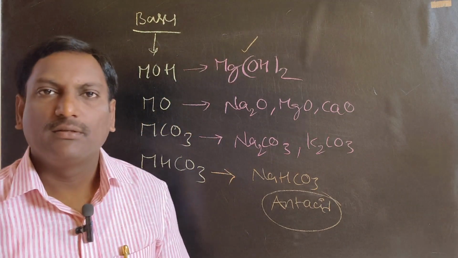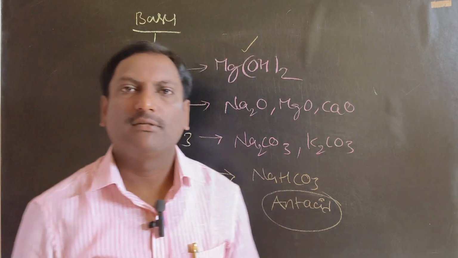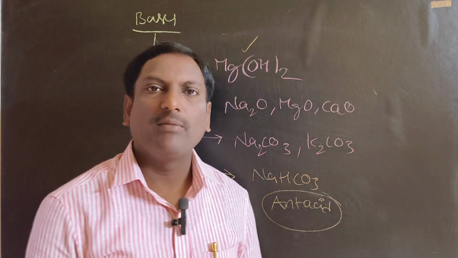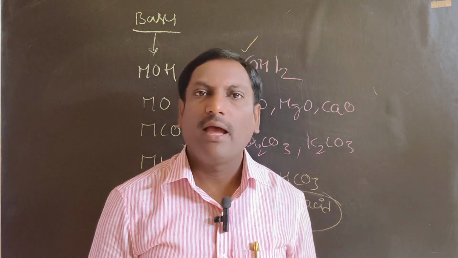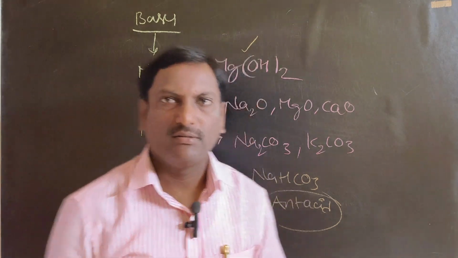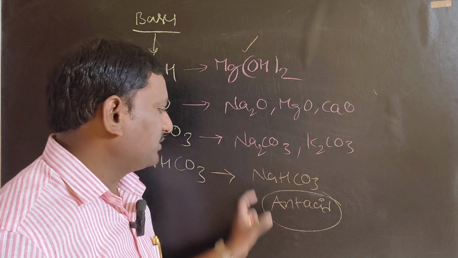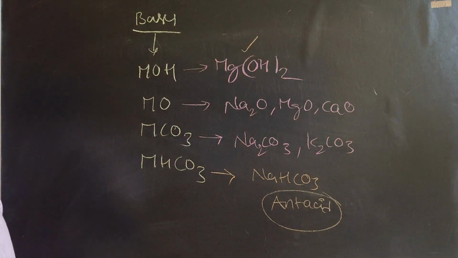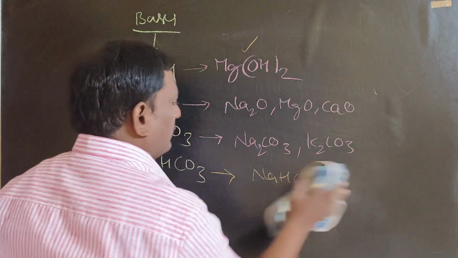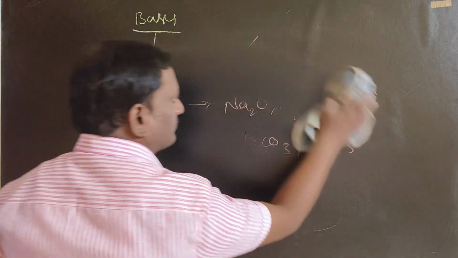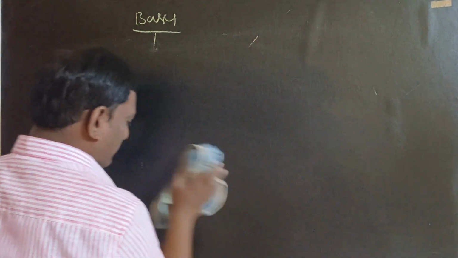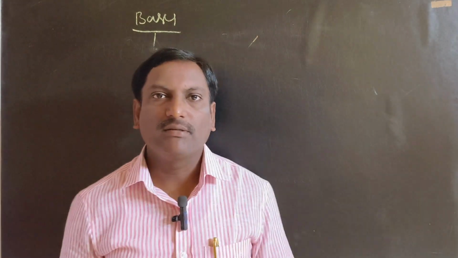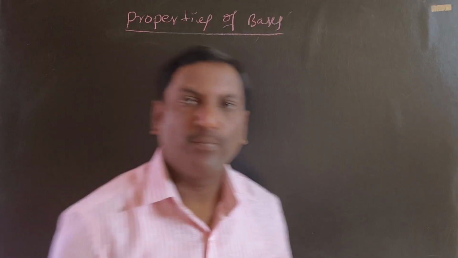Generally, metal hydroxides, metal oxides, metal carbonates, and metal bicarbonates act as bases. Please keep these points in your mind. So this is what is meant by base and their examples.